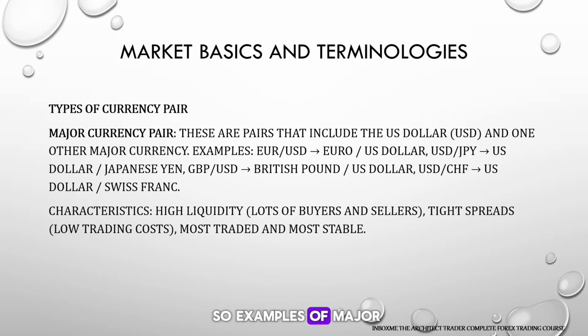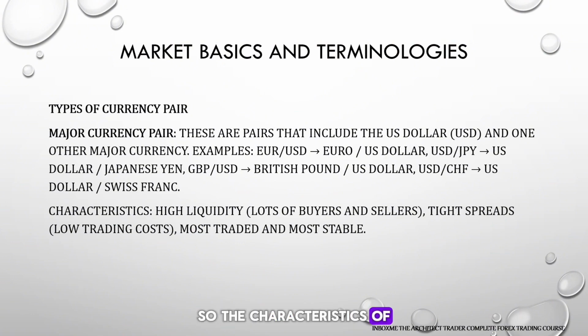So examples of major currency pairs are Euro USD. The Euro is a significant one. The USD JPY, the Japan people. JPY is the Japanese yen, so that's for the Japan people. Then the GBP USD, the British pound, and those people. USD CHF, Swiss franc. Who uses this? I think it's Switzerland or something.